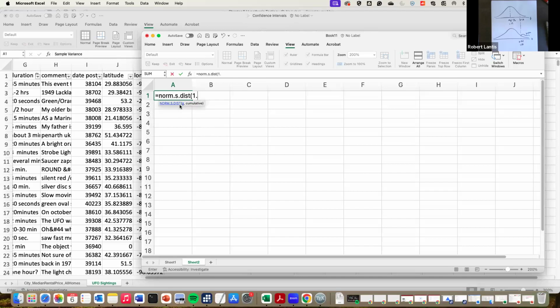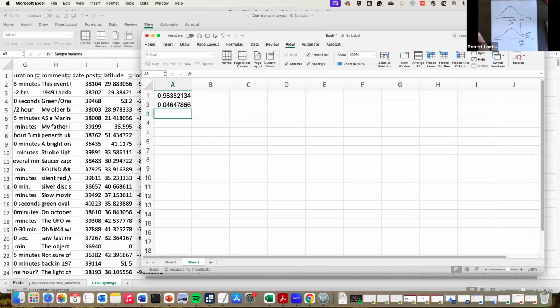Or I could use Excel, NORM.S.DIST, 1.68, comma 1. Once again, this is the area to the left. I wanted the area to the right. So 1 minus that, sure enough, 0.0465, if I'm rounding to the fourth decimal.